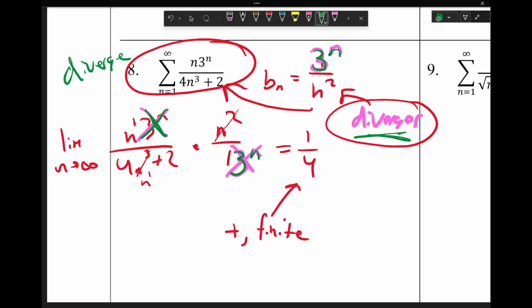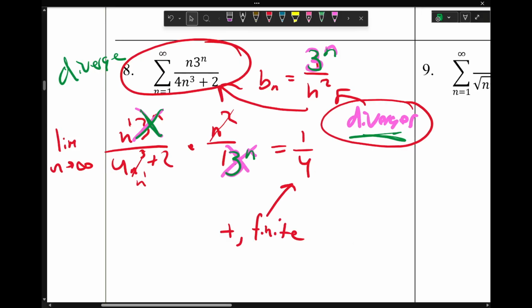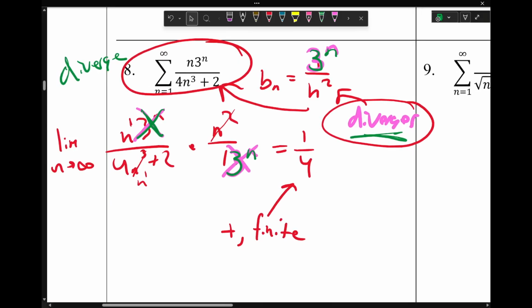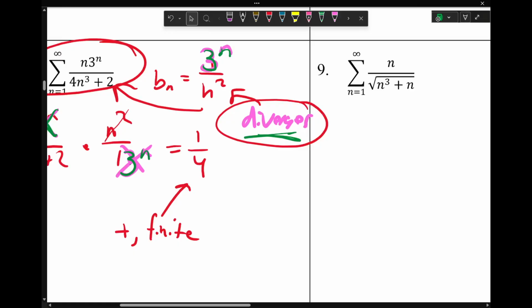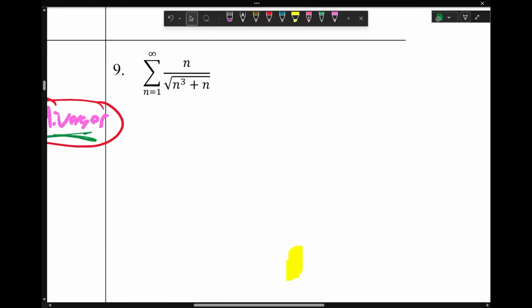I'm not saying this is the only thing to compare to either, by the way. You can pick any comparison that you want. It's just that most of the time there's something that's going to be a little bit easier. Okay, we got one more of these, and then I'll have you guys try some.